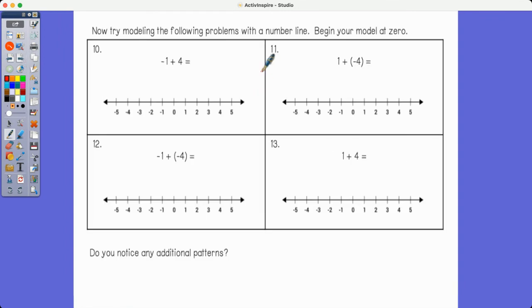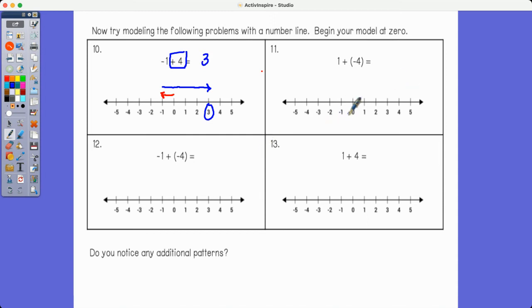Okay, so now we're going to model on a number line. We always start at 0. Always. Where do we start, guys? At 0. So I'm going to draw to -1. That is my first step. And now, because I'm already at -1, I'm going to do what? I'm going to add 4. So I'm going to go 1, 2, 3, 4. What is my answer? My answer is +3.